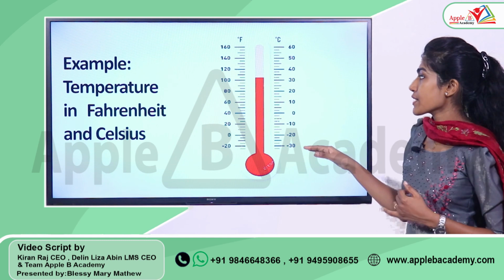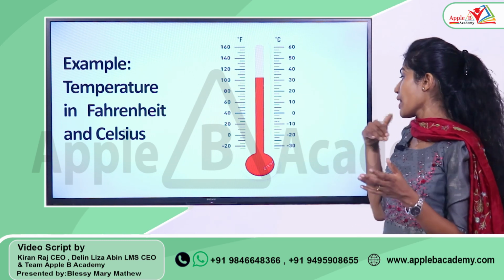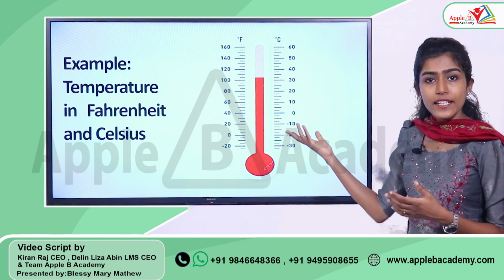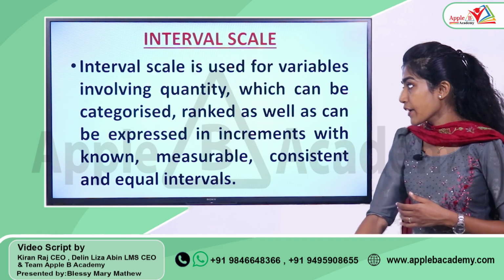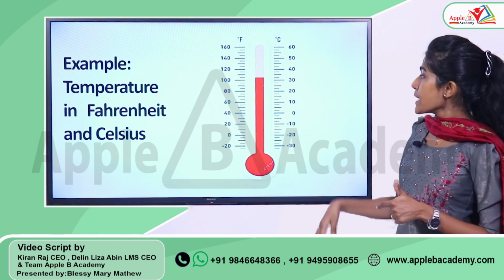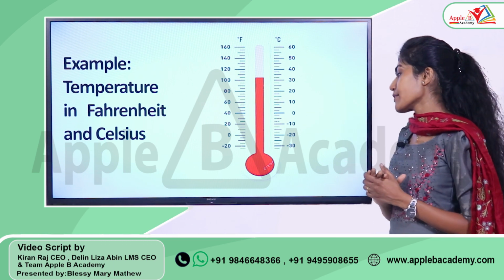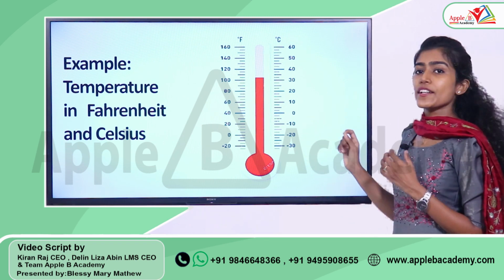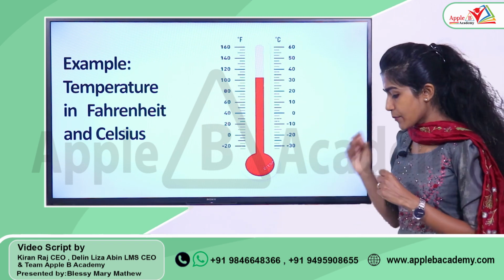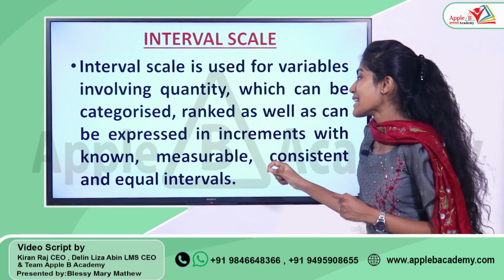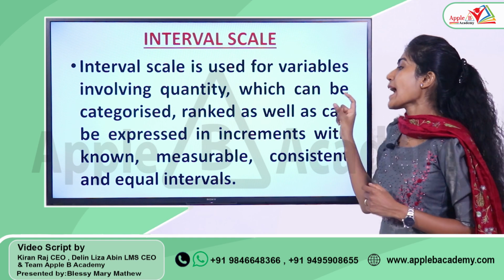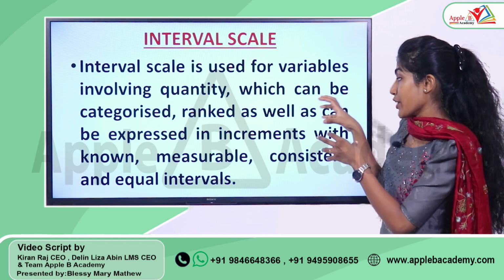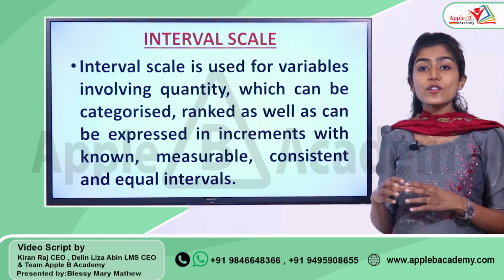If you consider temperature, for example, we have different categories of temperature. You have minus 30 degrees Celsius, minus 20 degrees, minus 10 degrees, then 10 degrees Celsius. So different categories can be identified there, and also it can be ranked. 20 degrees Celsius is a higher temperature compared to 10 degrees Celsius, so you can rank them. And also these variables can be expressed in increments with non-measurable, consistent and equal intervals.